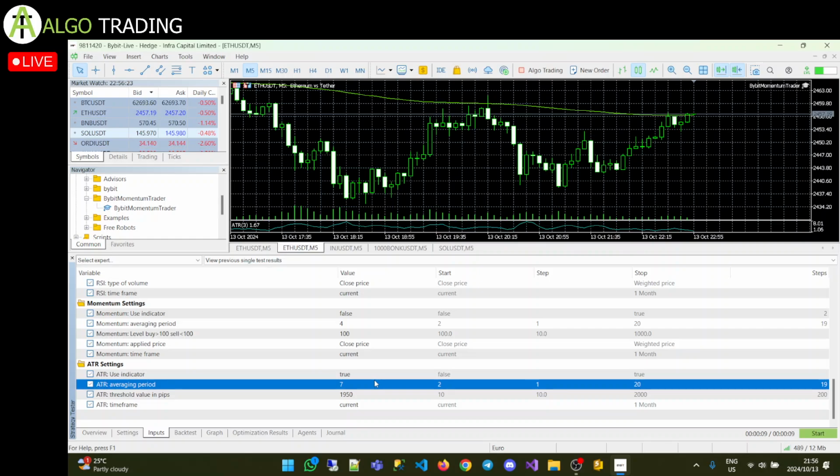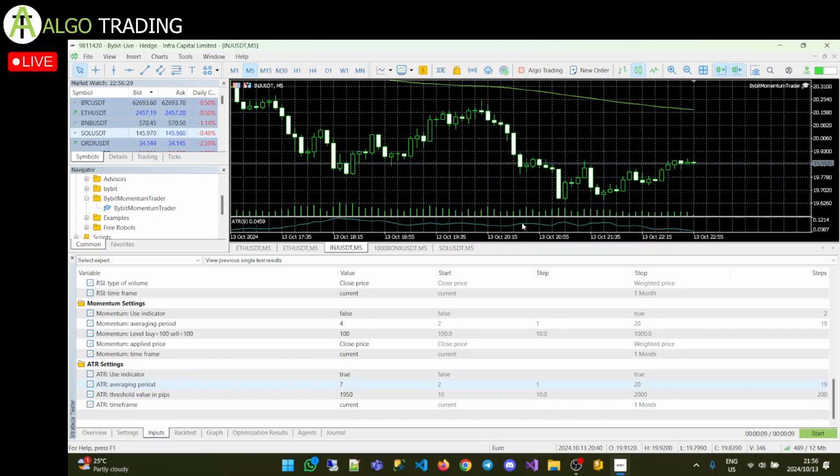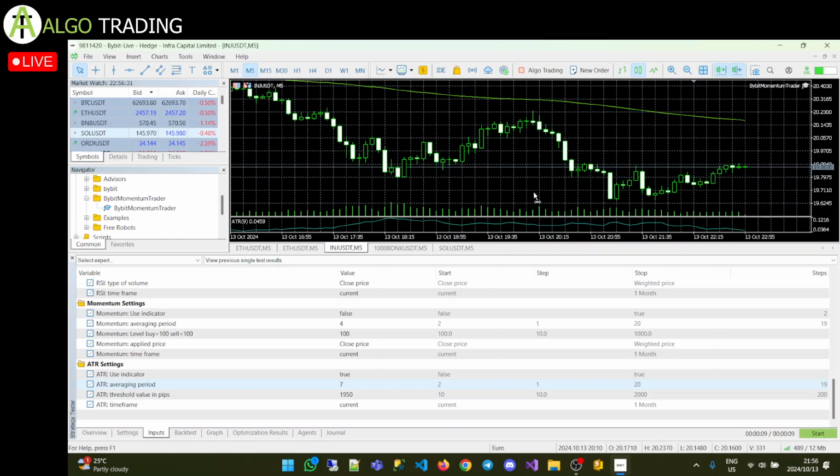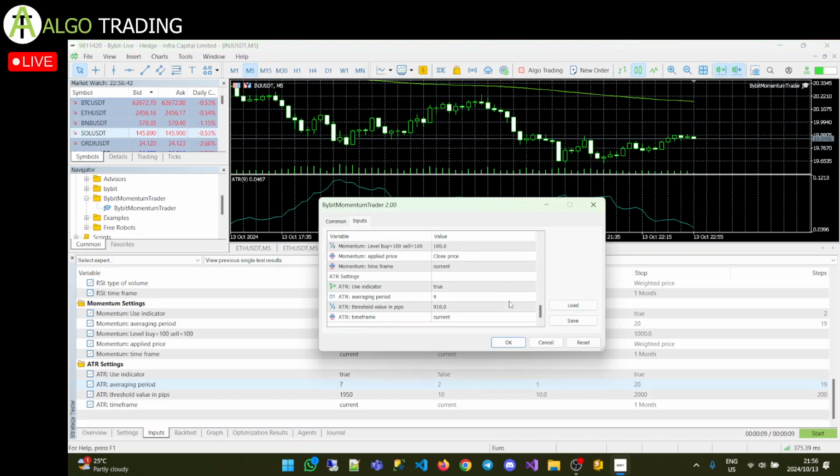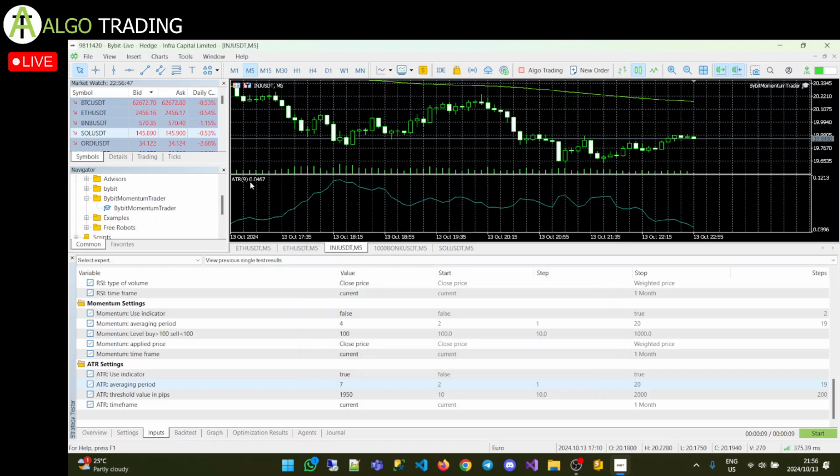So when it breaks out of that sort of range, you could see here, let's just look at this ATR indicator. Just going to slide this up a bit so you could see. You can see the current value is 0.0466. Now the setting I have on this set file is 910. So when this ATR gets to 0.0910, it will start looking for a buy or sell trade.